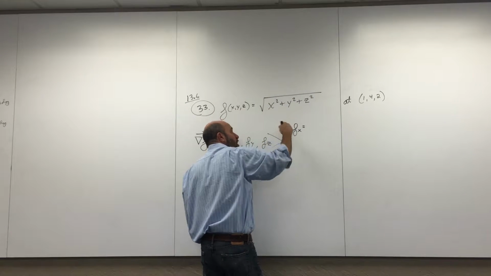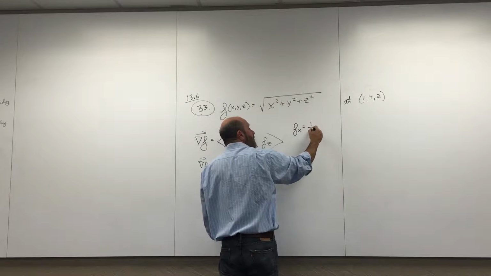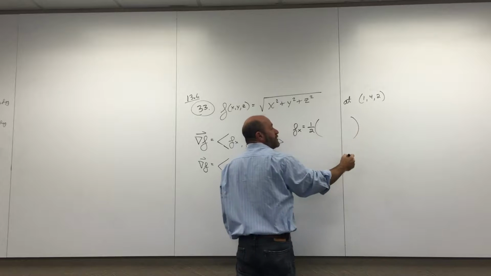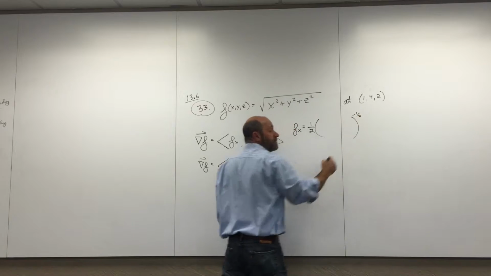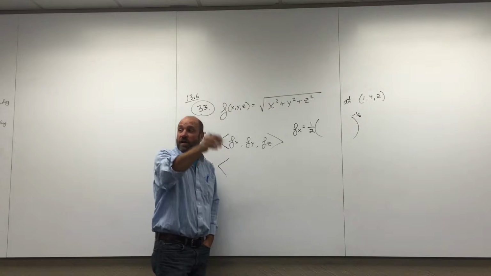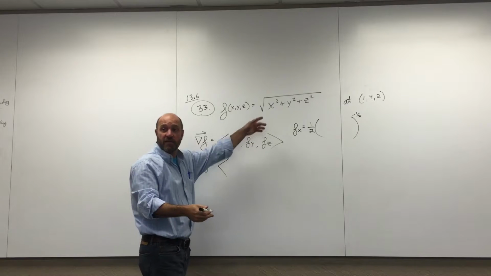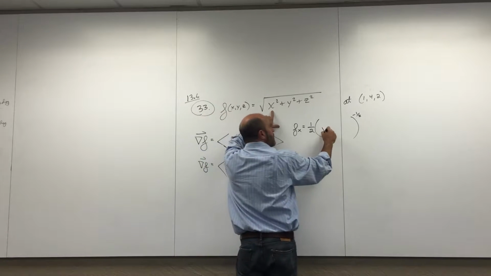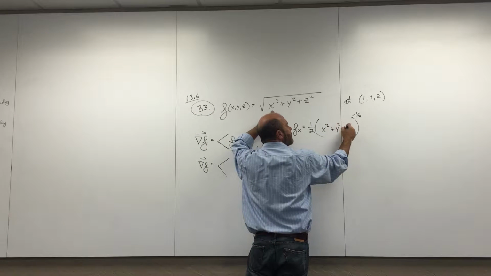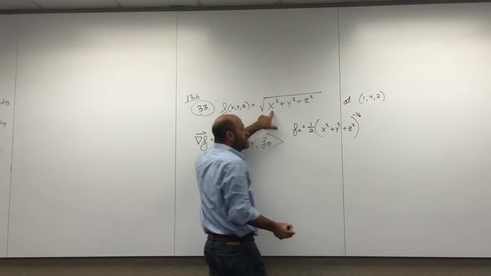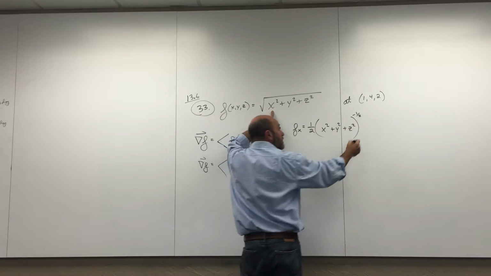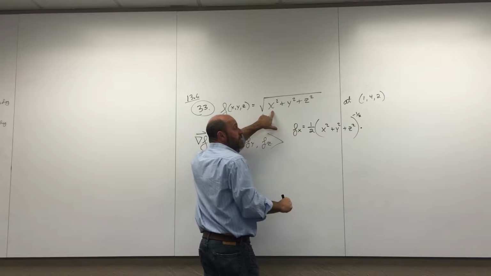I think you would bring the 1/2 down, don't you think? 1/2 times all this stuff to the negative 1/2. When I say all this stuff, I mean x squared plus y squared plus z squared. Times the chain rule, though. What's the chain rule going to spit out here at the end?